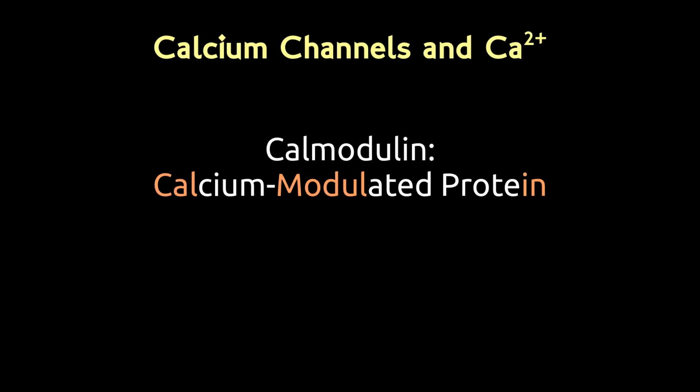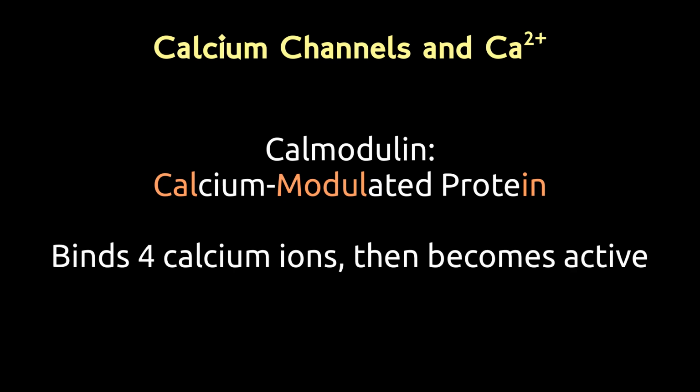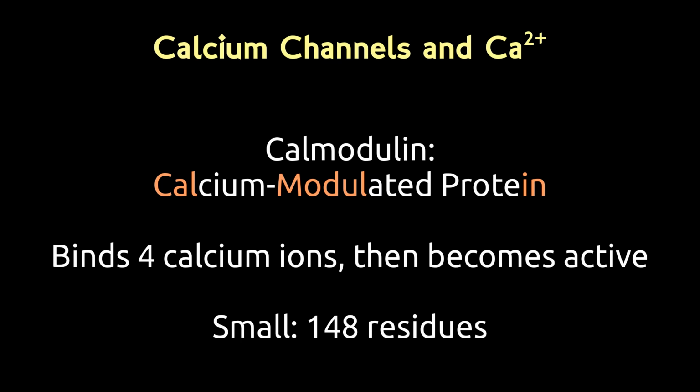Okay. Let's talk about the next one, calmodulin, which is a protein that takes its name from calcium modulated protein. This is an enzyme that is going to bind calcium ions and then it becomes active. Like, you give it calcium and it's happy and it can go, it's like coffee. And it's actually not all that big. It's only somewhere in the neighborhood of about 148 residues, which is kind of small.